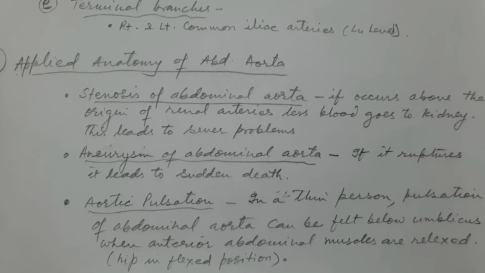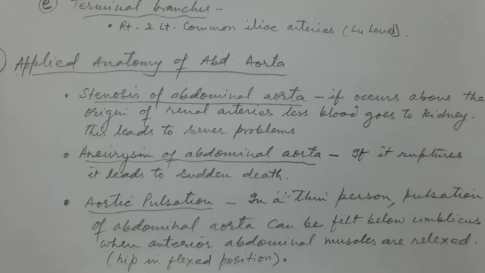If this aneurysm is large and if it ruptures, because a person doesn't know whether he is having an aneurysm or abnormal thinning of its wall, there will be a lot of bleeding from the abdomen. Before the person reaches medical help, probably he will die. It will lead to sudden death. So aneurysm of the abdominal aorta is fatal, always fatal.